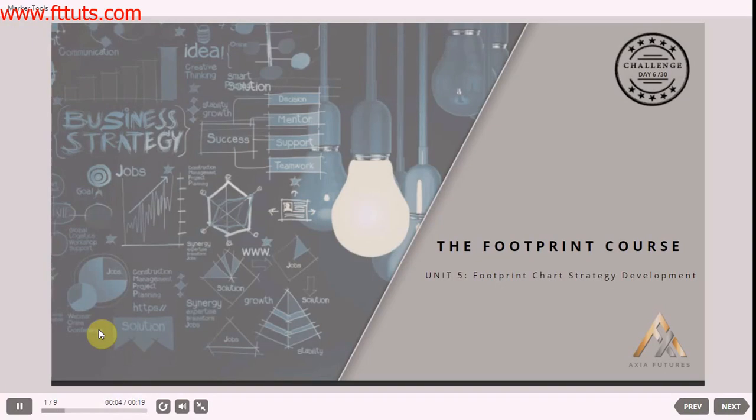Unit 5, Footprint Chart Strategy Development. We're finally going to introduce the template to be utilized throughout Units 6 to 15. This is Challenge Day 6 of 30.